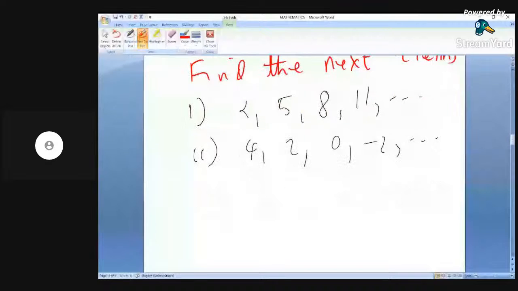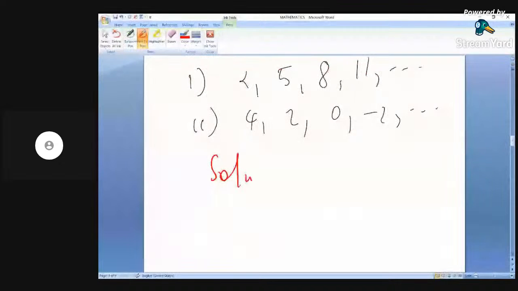So here is the solution. For the first one, you can see again the difference between 2 consecutive numbers is 3, meaning that the next number after 11, we add 3. So it will be 14, 17. For number 1, the next numbers are 14 and 17.